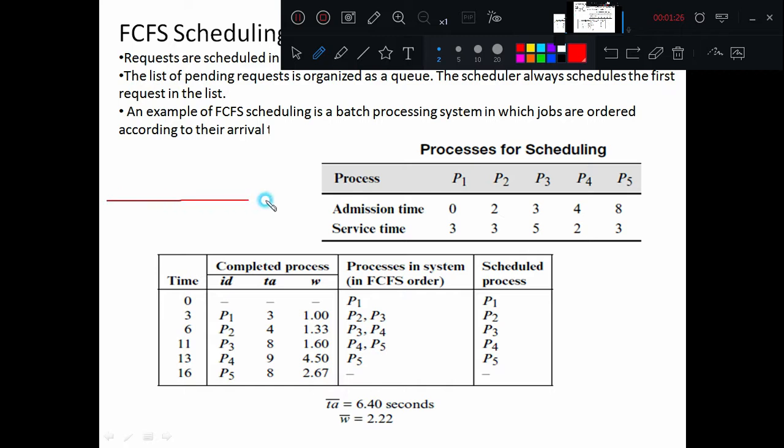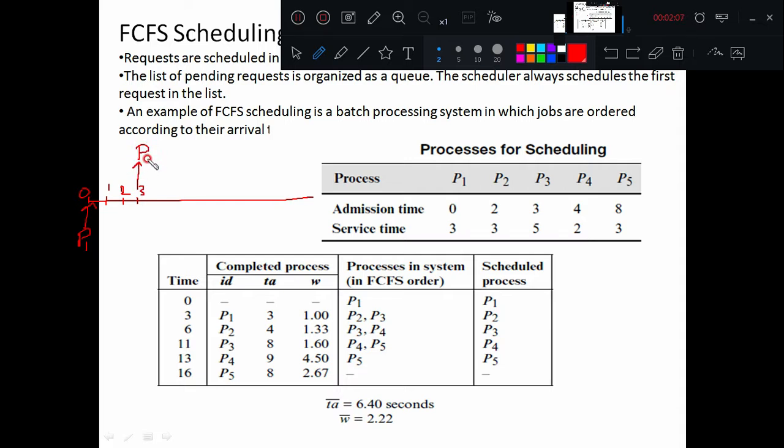Last class I drew one timing line, in which I showed at what time each process enters the computer system and at what time it leaves, depending on its service time. At 0th second P1 is entering the system, and its service time is 3, so it will take 3 seconds to complete. 0 to 1 is 1 second, 1 to 2 is 2 seconds, 2 to 3 is 3 seconds. So at 3 it goes out.